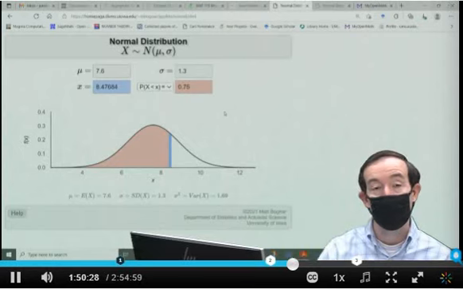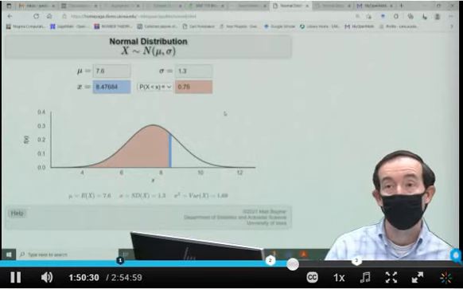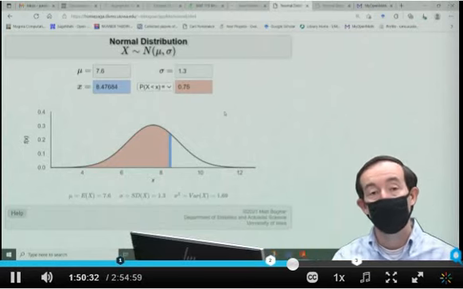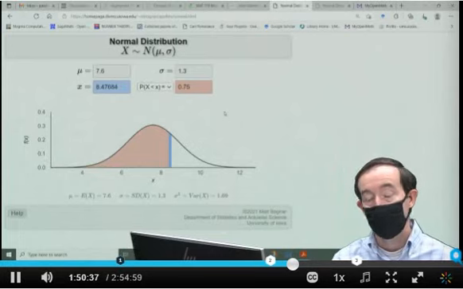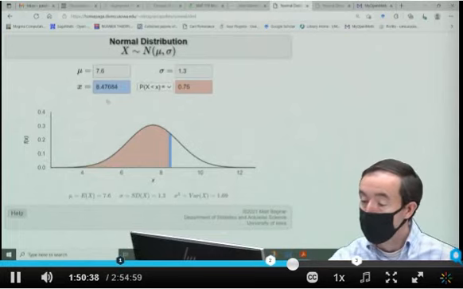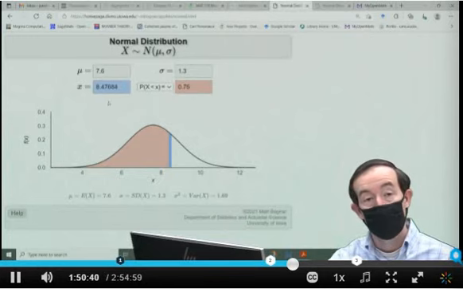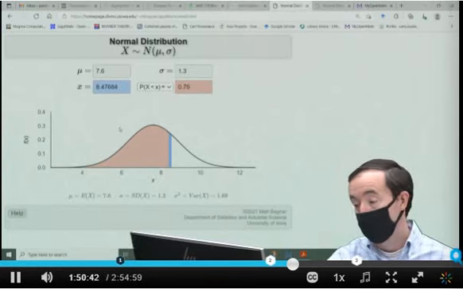That's the 75th percentile. It's the birth weight that is above 75% of all birth weights and below the other 25%. That is 8.48 pounds based on this calculation.